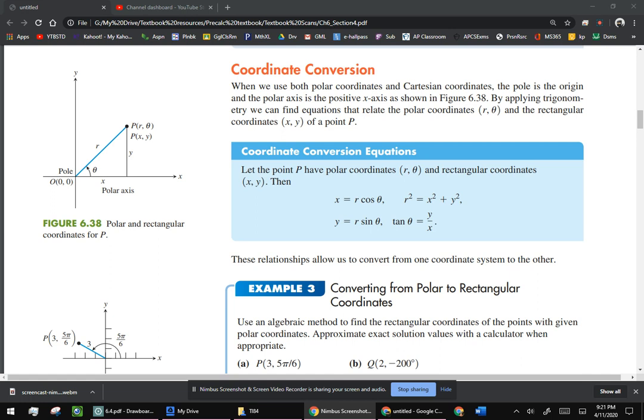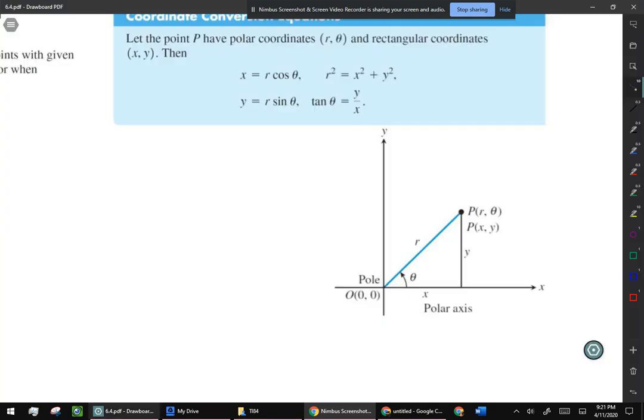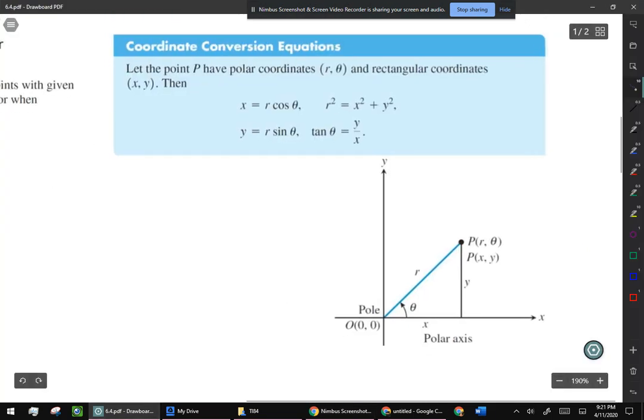Hey guys, we're up to example 3 of 6.4, so let's get going. We've got to look at coordinate conversion equations, and basically we're trying to relate the x, y with the r and the theta. Now you guys have been working with right triangles ever since the unit circle. Remember, the unit circle had a hypotenuse of length 1, which made x cosine and y sine of theta.